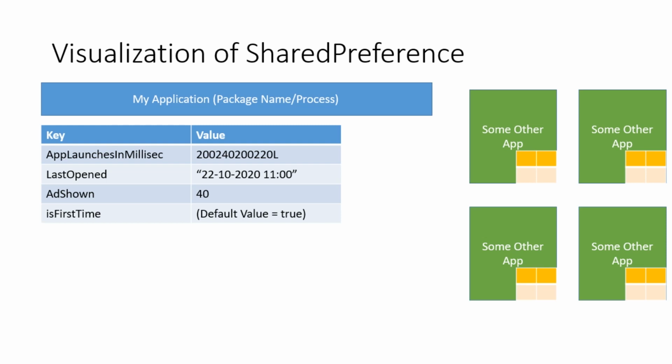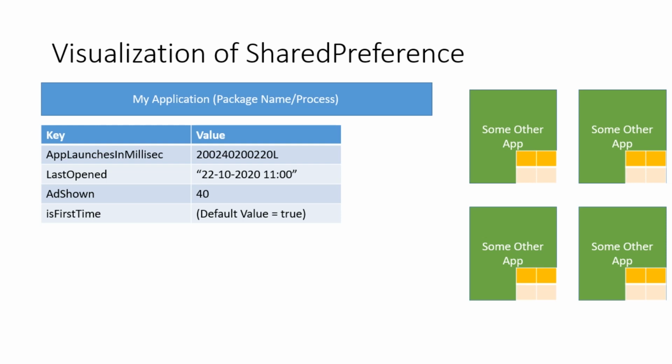So you have your own app with your own key value shared preference, and there are other apps which are colored by green, and they have their own shared preference like yellow shared preference. You don't have access to their shared preference unless there's some way of communication that they allow. But usually shared preference is stored for your app, like your own use.